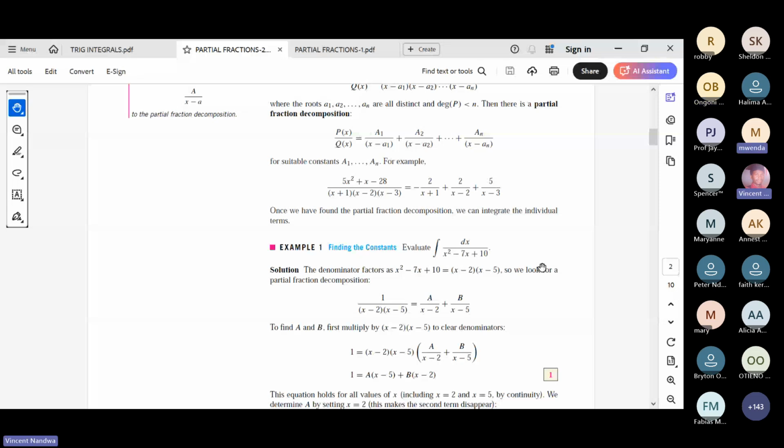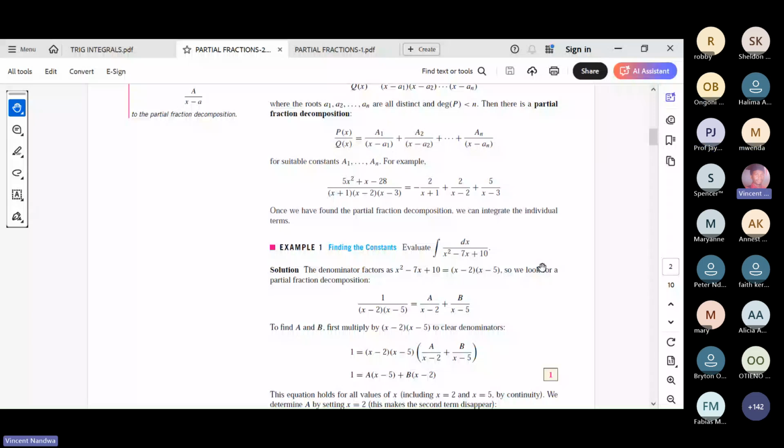When you replace x with 2, what will be the value on the left hand side? 1 remains 1. Constant remains constant. So 1 equals, put 2 where there's x in the right hand side, negative 3A. So we'll have 1 equals negative 3A, which means A is negative a third. Correct, A is negative a third.